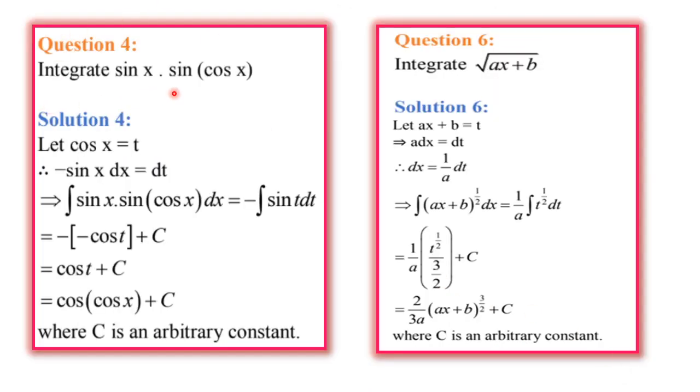Fourth question, sin x into sin cos x. Now if we assume cos x as t and take the derivative, then minus sin x will be equal to dt upon dx, and again dx will go to this side.